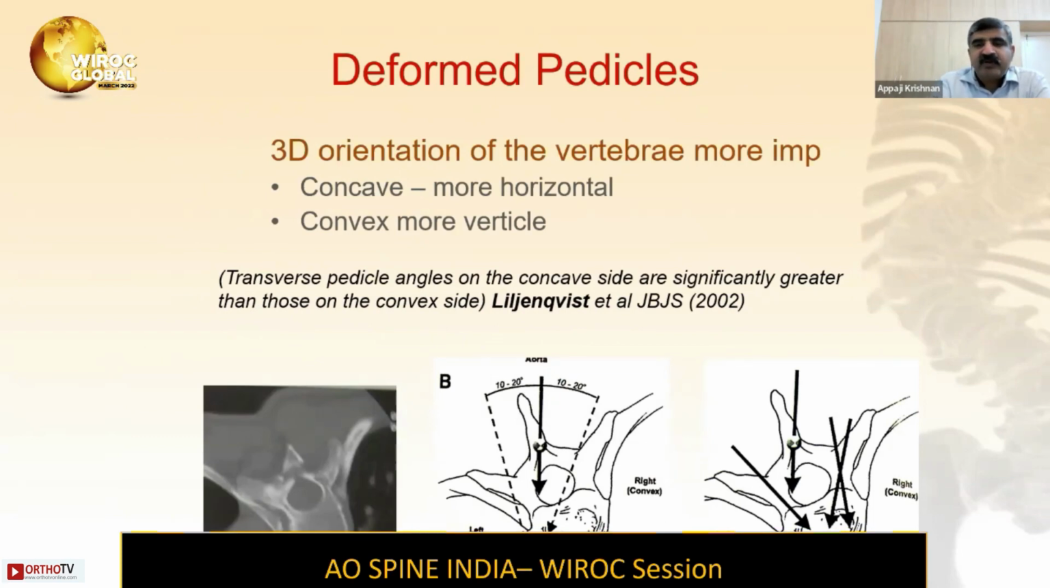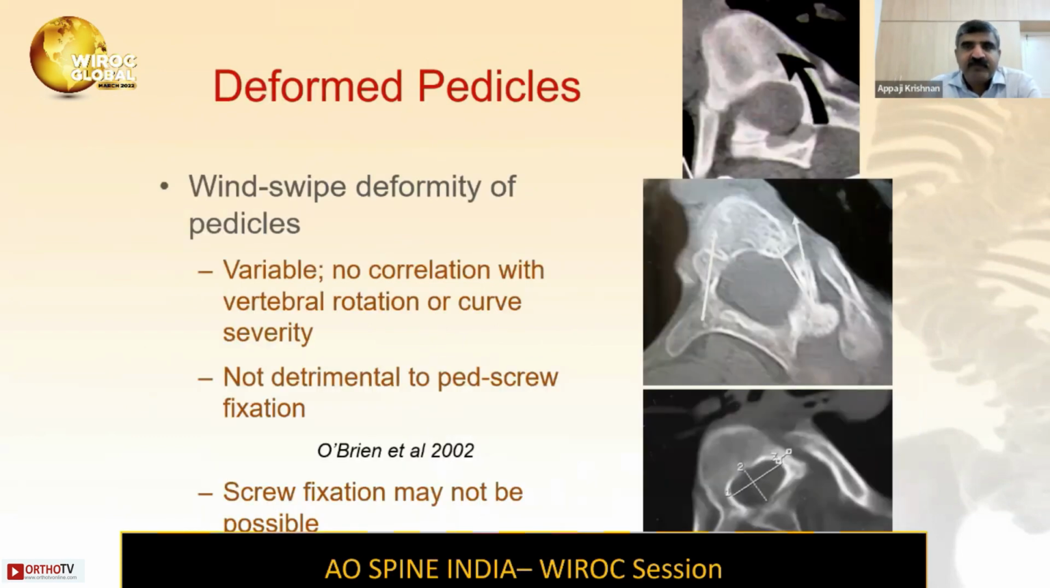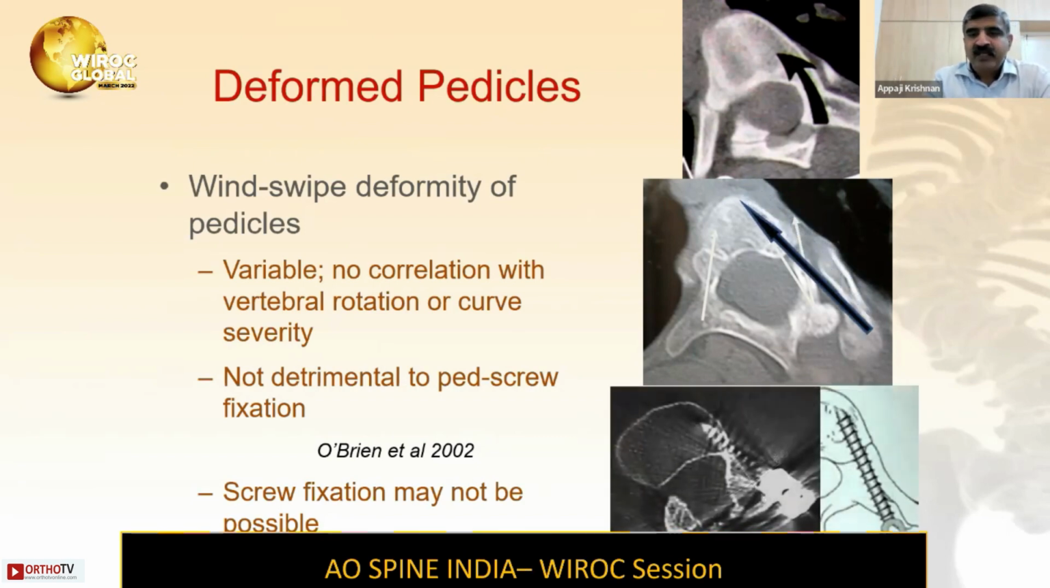The other problem is a windswept deformity of the pedicles in the thoracic spine. It's called windswept, described by O'Brien et al., where both the pedicles are in the same direction, so you actually have to insert both the screws in the same direction rather than in a converging direction. So screw fixation in some of these cases may not be possible at all, because the length on the convex side will be much more, and you will have a medial penetration whichever way you try to insert the screw. So that's a problem. You can use an out-in-out technique in such situations.